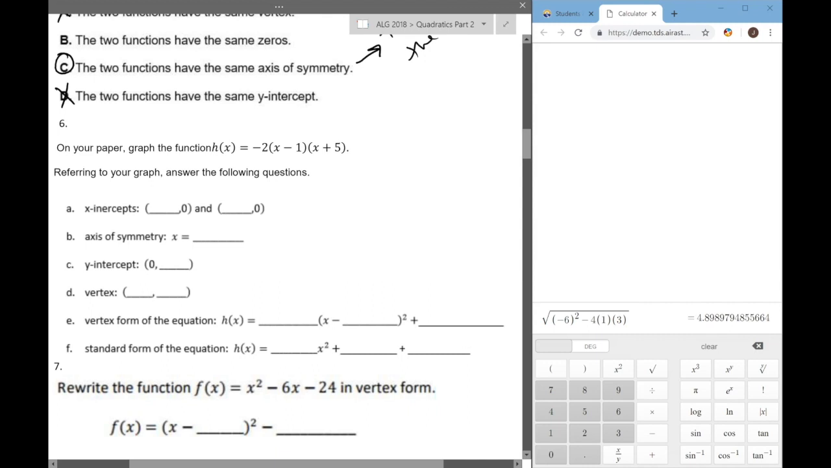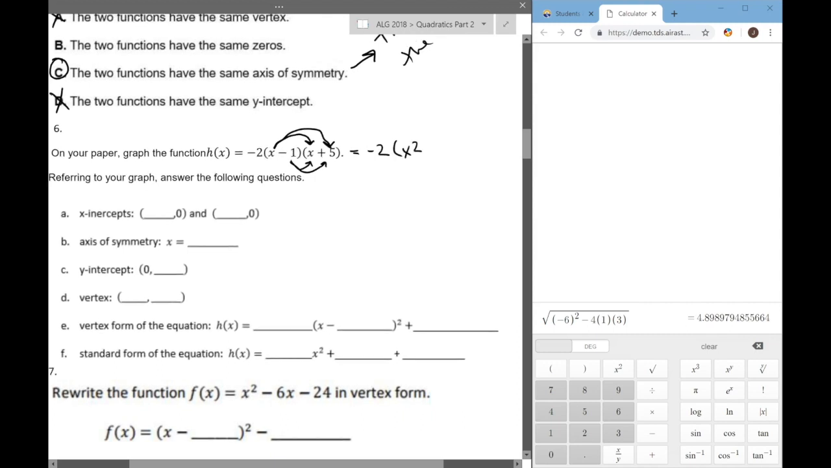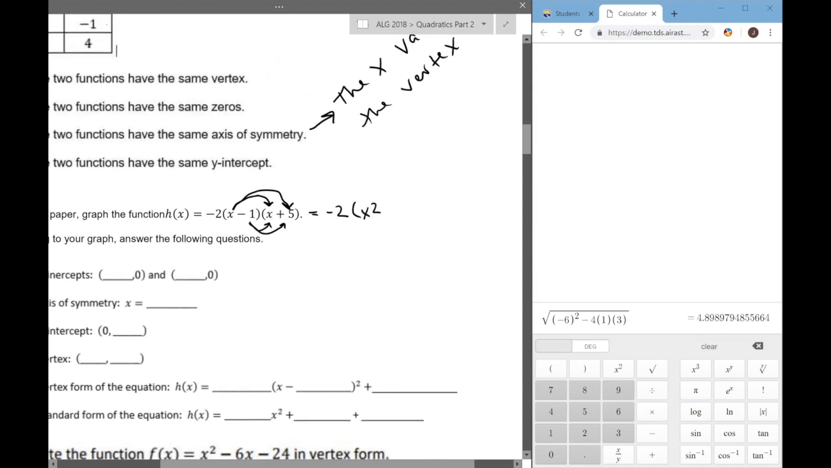So the first thing you're going to want to do is get rid of these parentheses. You're going to take the x times the x, times the 5, the negative 1 times the x, and the negative 1 times the 5. Okay, so that's going to give you, you're going to put negative 2 on the outside. x times x is x squared. x times 5 is 5x. Negative 1 times x is negative 1x. And negative 1 times 5 is negative 5.